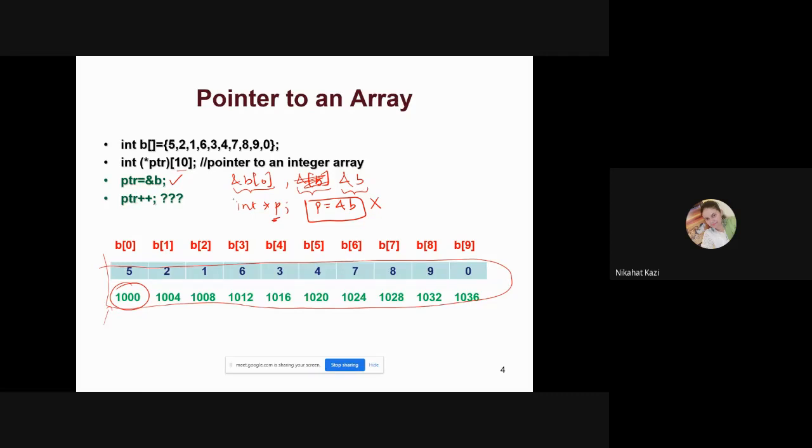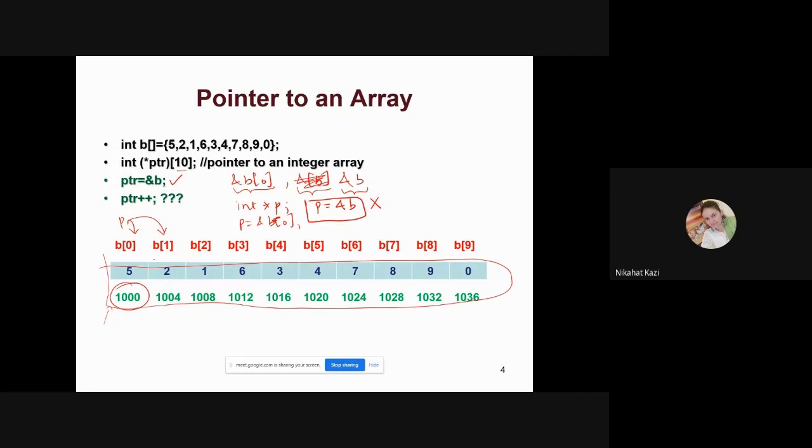Now, when I do a p plus plus, since p is equal to address of b of 0, what do I get? P is this, right? For my pointer p, what do I get? Address of b of 1. Yes, so you are simply incrementing it by one location, so it will point here.